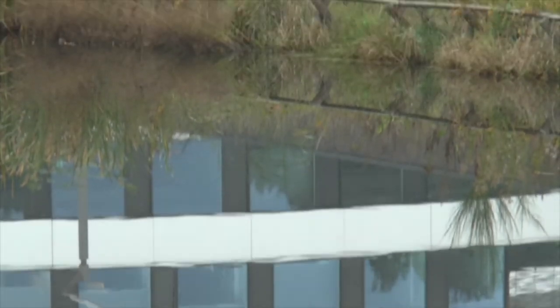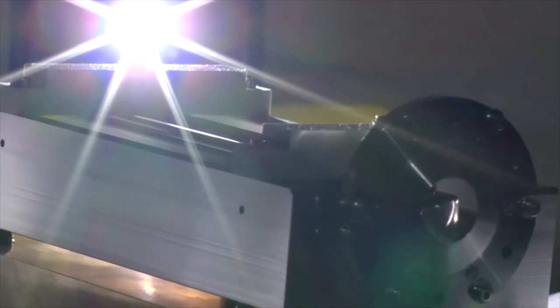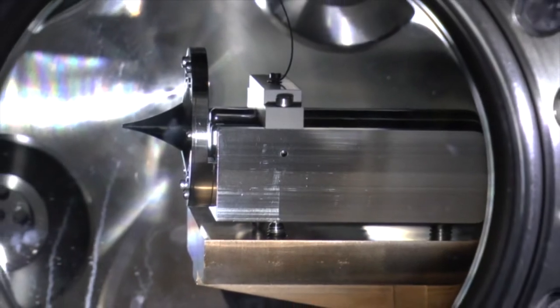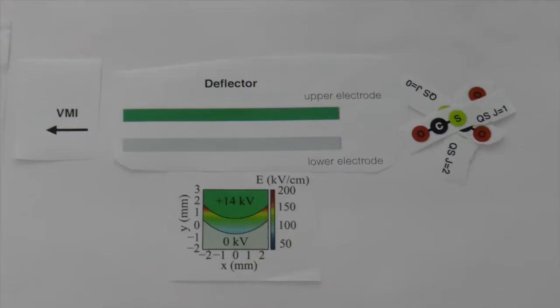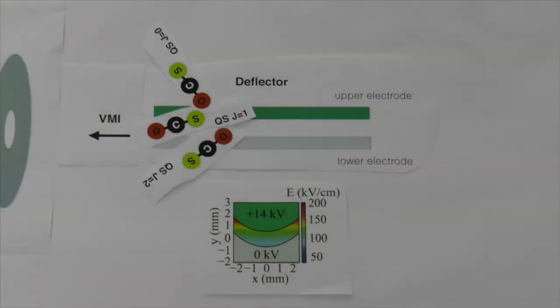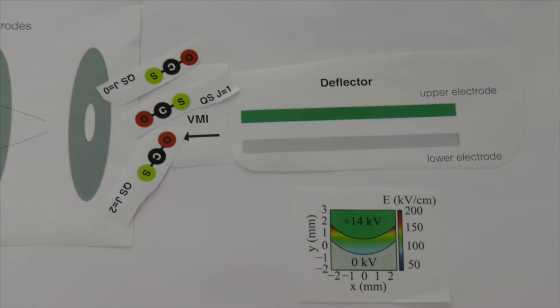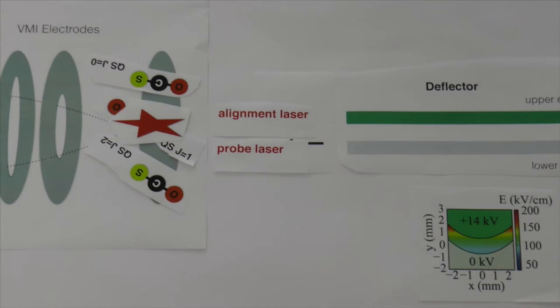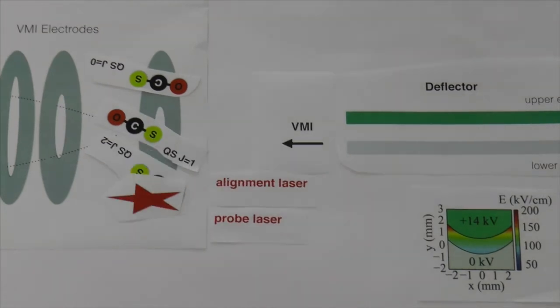Quantum state selection is achieved by spatial separation of different quantum states. Before the molecules get aligned, they pass a strong inhomogeneous electric field generated by two electrodes. These two electrodes are called deflector. Typically, field gradients of 150 kilovolts per centimeter are generated by those electrodes. The trajectories of the molecules through the deflector are quantum state dependent, leading to a dispersed molecular beam in the interaction zone. Placing the laser at different spatial positions leads to a measurement of different ensembles of quantum states.